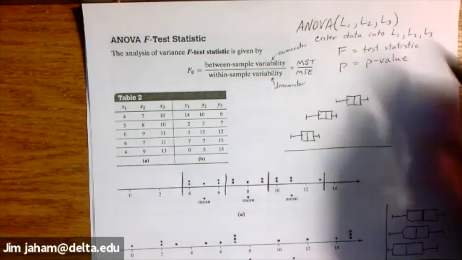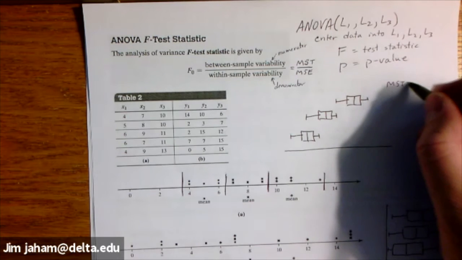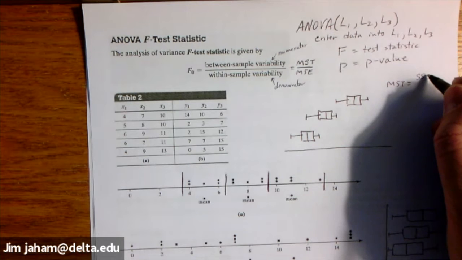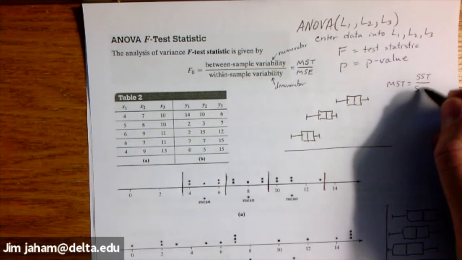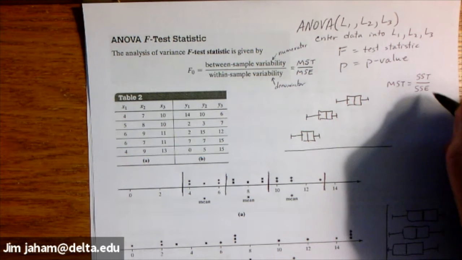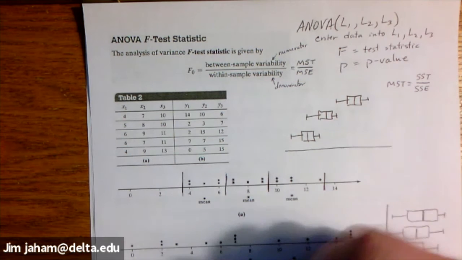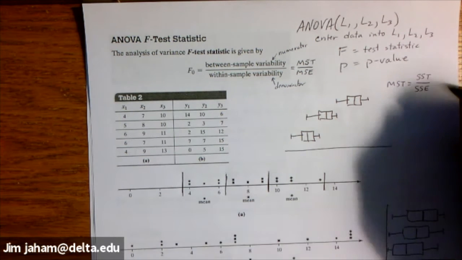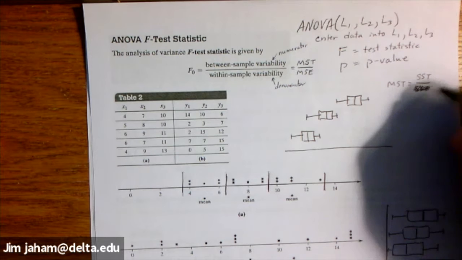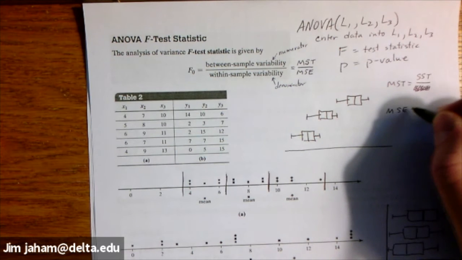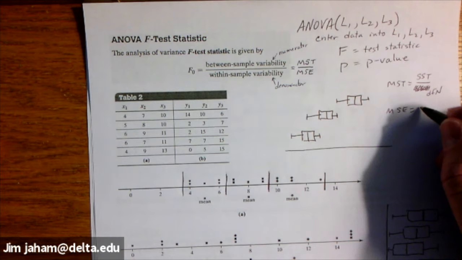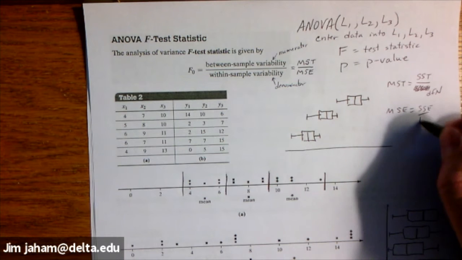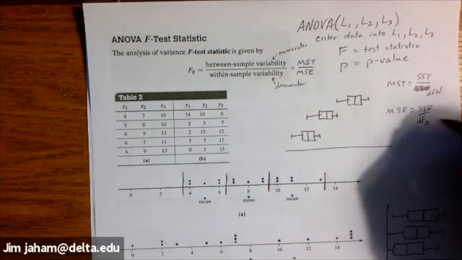And the mean squared treatment is the sum of squares of the treatment groups between groups, and then the sum of squares within groups, mean square error. All right. Divided by the degrees of freedom in the numerator, and then the sum of squares of the error divided by the degrees of freedom in the denominator.